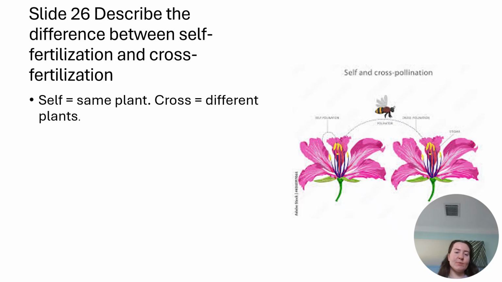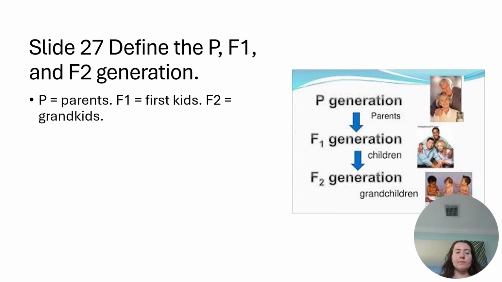26. Describe the difference between self-fertilization and cross-fertilization. Self equals same plant. Cross equals different plants. 27. Define the P, the F1, and the F2 generation. P equals parents, F1 equals first kids, F2 equals grandkids. And you can see the generations here.